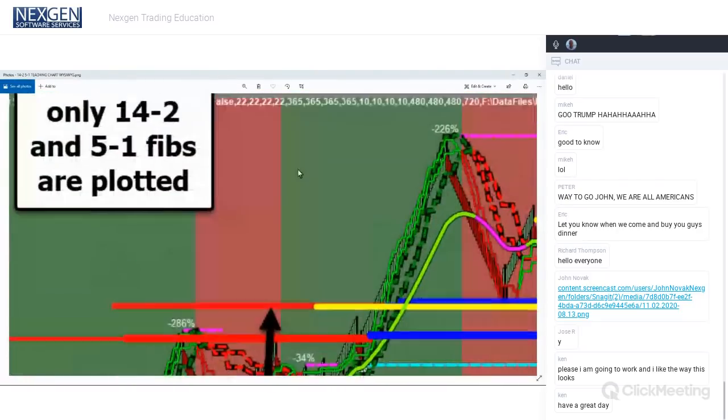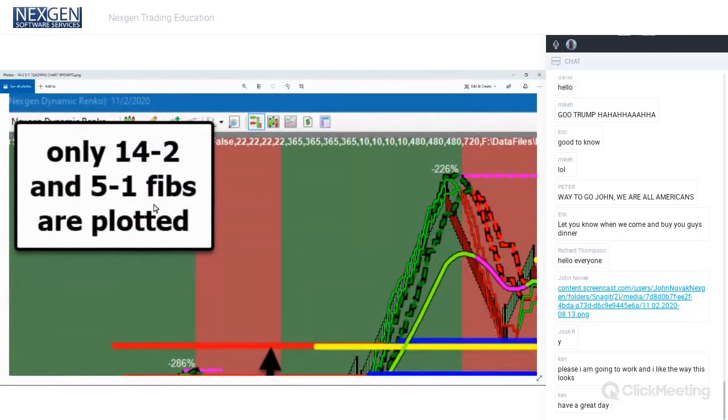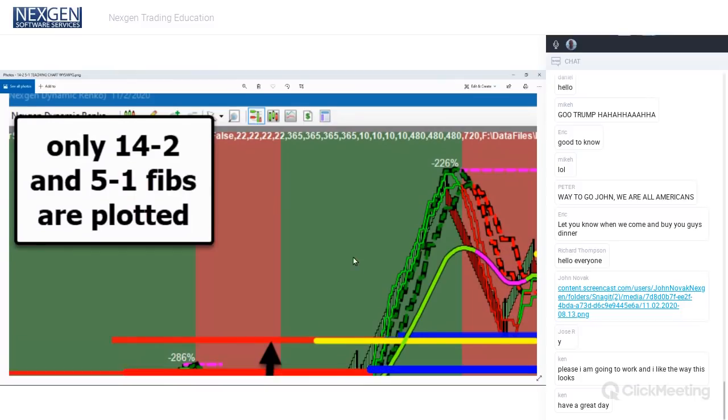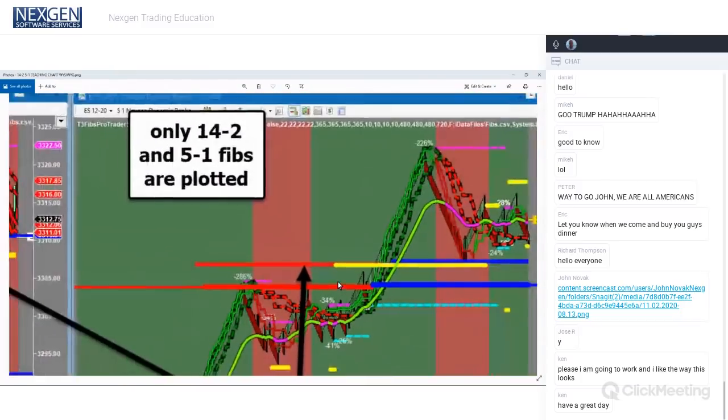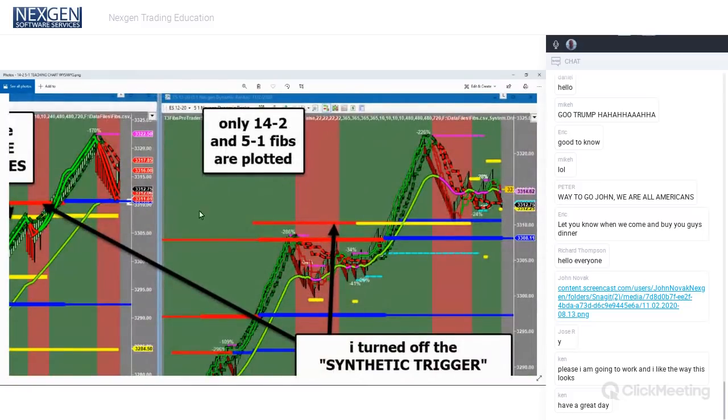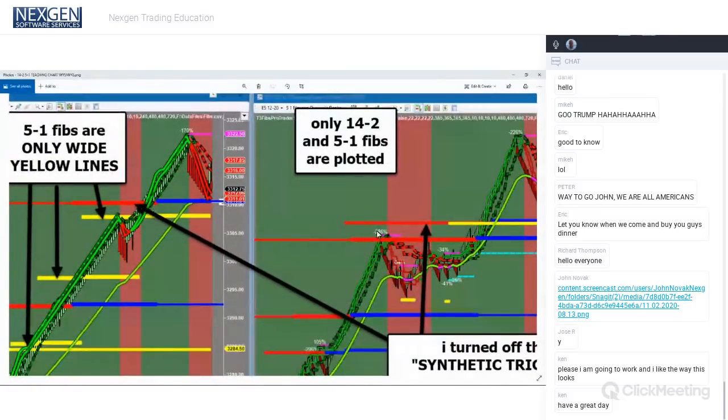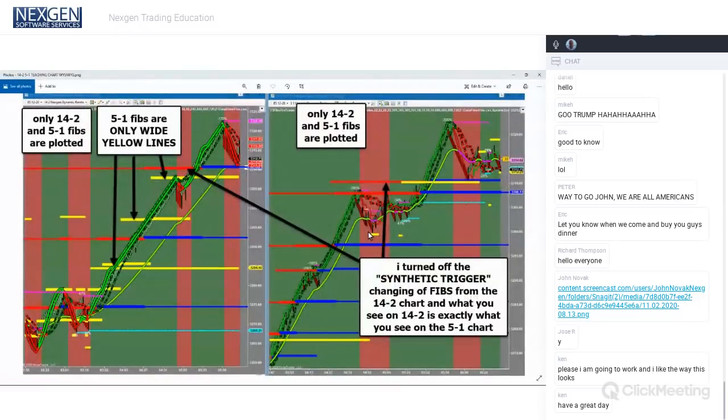Only the 14.2 and 5.1 Fibonacci areas are plotted on both charts. So there's no 21.3 fibs, there's no 8.2 fibs, there's no 8 range fibs. Literally the only red and blue fibs that you see on a chart are from either the 5.1 or, if they're synthetic, they're coming from the 14.2 chart. Everybody okay with that? I have also turned off the synthetic trigger changing of fibs.